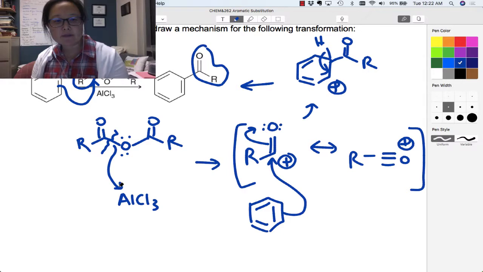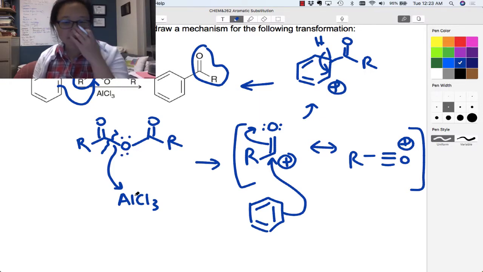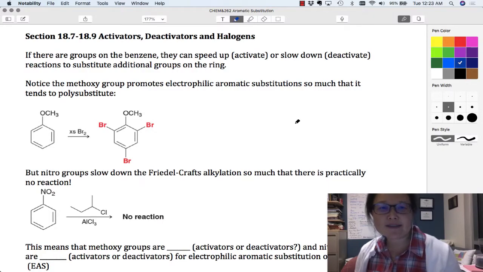And so this bond probably goes over to Al, and I make a Lewis acid complex with this. This is a Lewis base because it likes to donate electrons. This likes to accept them. All right, and next time we'll go over activators and deactivators.